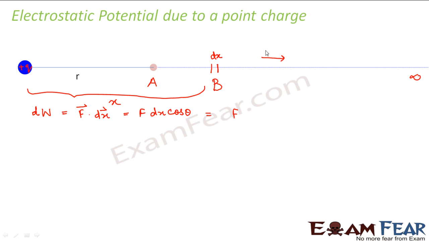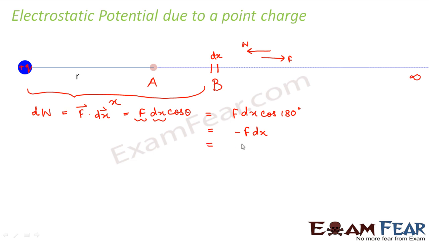But we are doing some work opposite to this direction. That means this is the direction of force, but the work is done along this direction. So the direction in which you are doing work is the direction in which the displacement is taking place. That means displacement and force are opposite to each other. So theta is equal to 180 degree, right? So therefore this becomes minus F dx, because cos 180 degree is equal to minus 1.